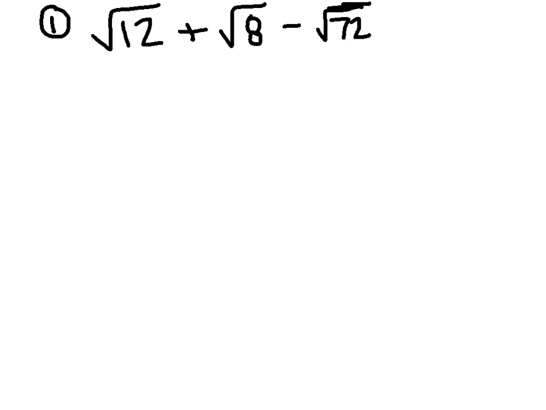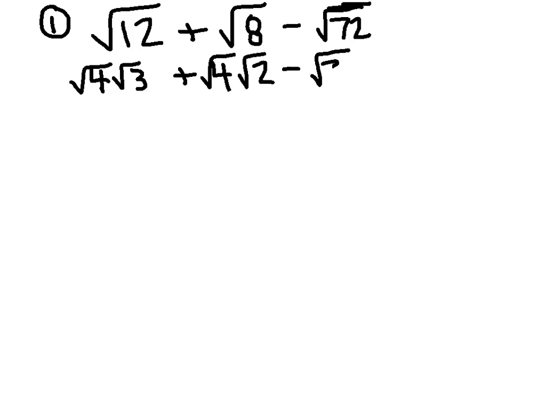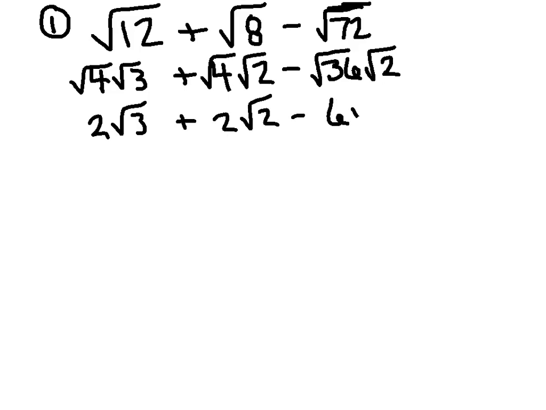But again, refresh your memory with what we just wrote down as our first step. We want to simplify each individual radical by itself, and 12 is divisible by 4 times 3. 8 is divisible by 4, so we could say radical 4 times radical 2. And last but not least, 72 is divisible by 36, and we could say radical 36 times radical 2. The first term becomes 2 radical 3 plus 2 radical 2 minus 6 radical 2.